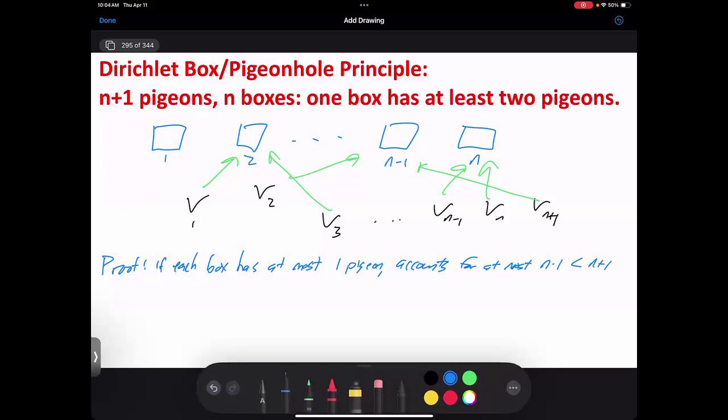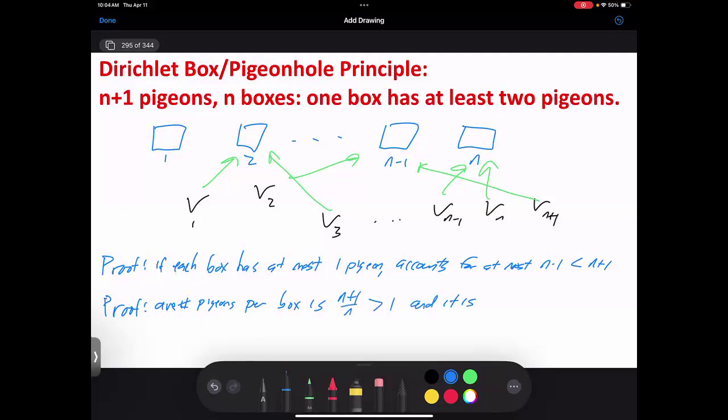Another proof: the average number of pigeons per box is n plus 1 over n, which is greater than 1, and the number of pigeons in a box is an integer. So it's at least 2. No integer is greater than 1 and smaller than 2. So you have to have at least 2 pigeons in one box. It's amazing how powerful Dirichlet's pigeonhole principle is.